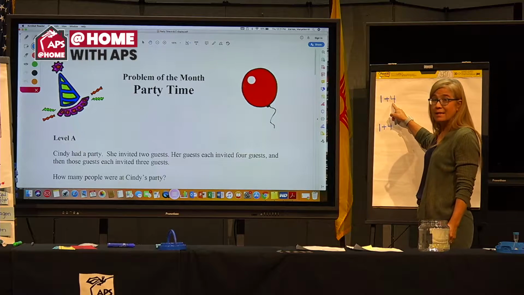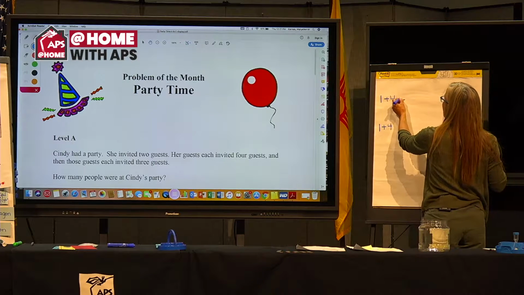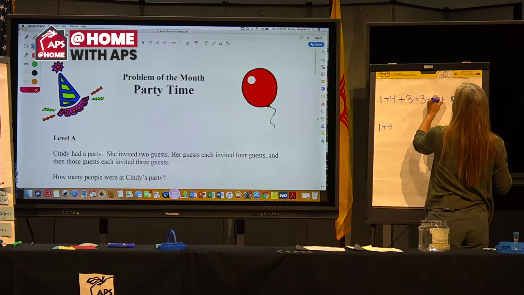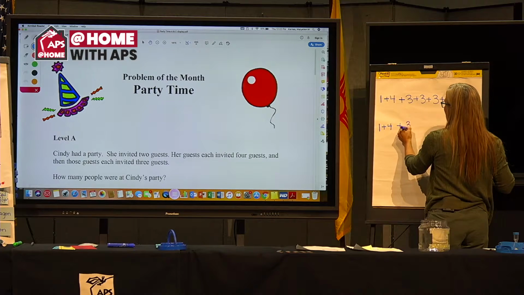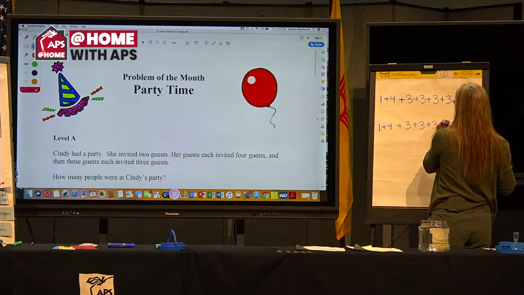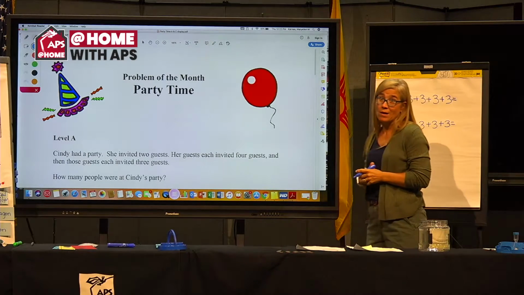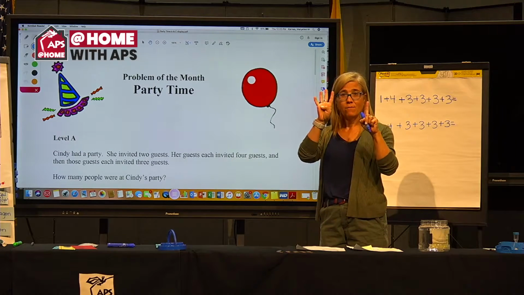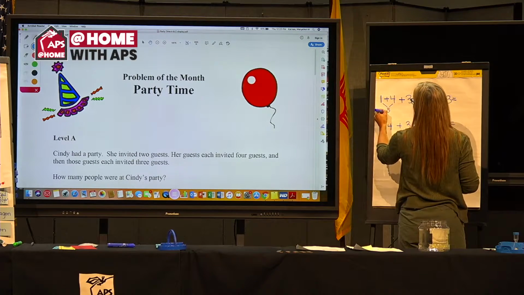So then that means I need 4 3s, right? So 1, 2, 3, 4, and then I need it for the other guest. Now we've got to figure out how to put these together. So we have a 1 and a 4. We've worked on that combination a lot over the last couple of weeks, right? What is 1 plus 4? If we have 1 and 4, that makes 5. So we could put these 2 together to make a 5.